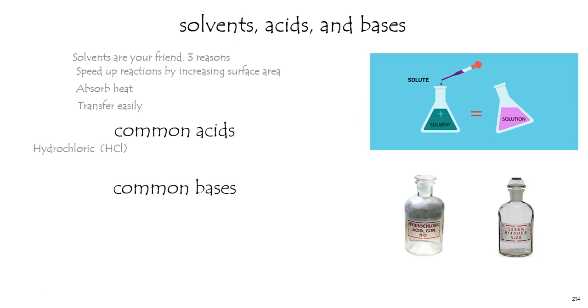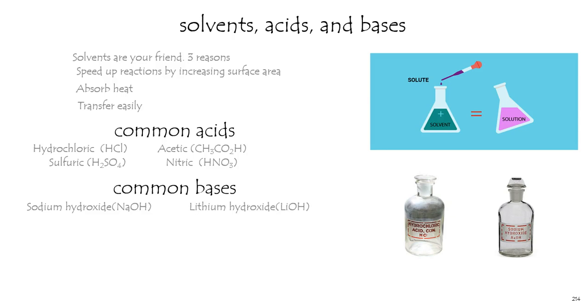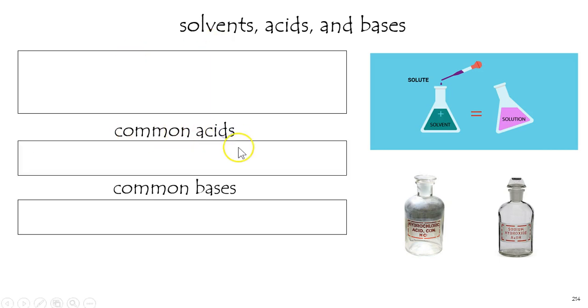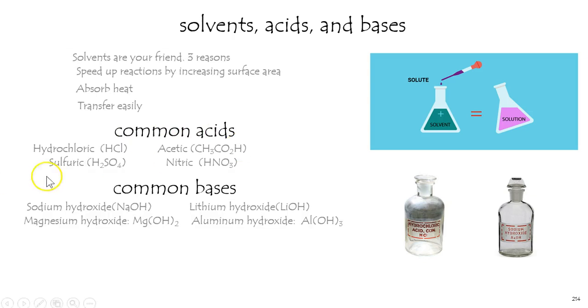Some common acids include hydrochloric, acetic, sulfuric, nitric. Some common bases include sodium hydroxide, lithium hydroxide, magnesium hydroxide, even aluminum hydroxide. What do the acids have in common? They all contain H+.